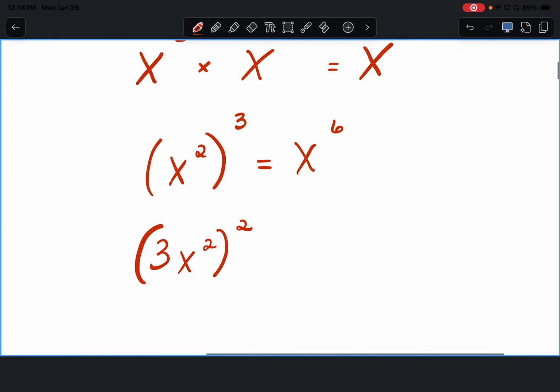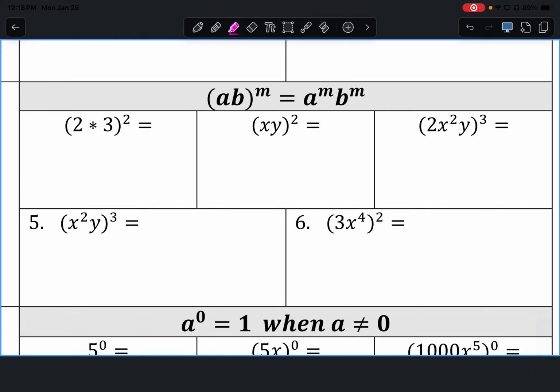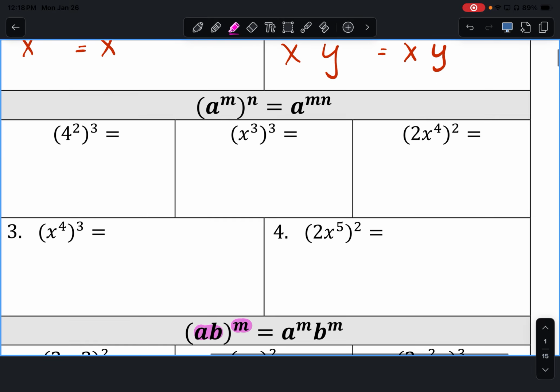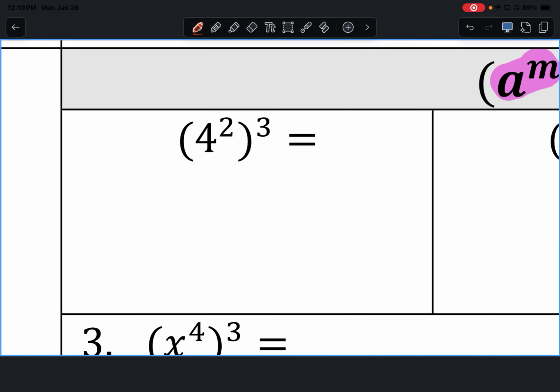So for this one, our rule is, if you have a to the m raised to the power of n, then you multiply your exponents together, okay? So let's look at this first example. So here we have 4 to the power of 2 raised to the power of 3. So I need to do what with those exponents? What is 2 times 3?